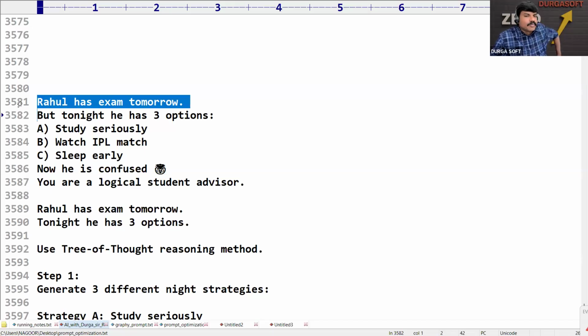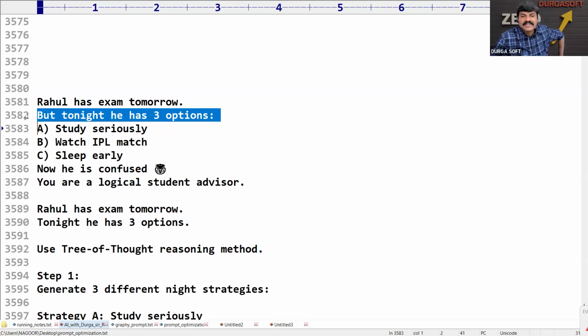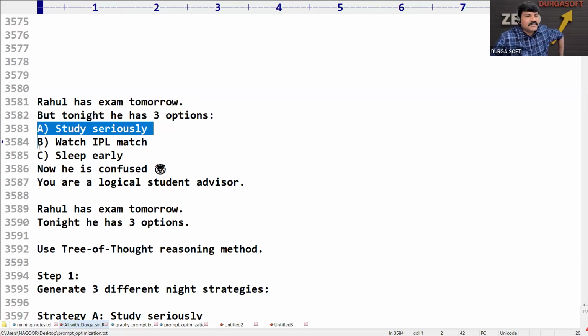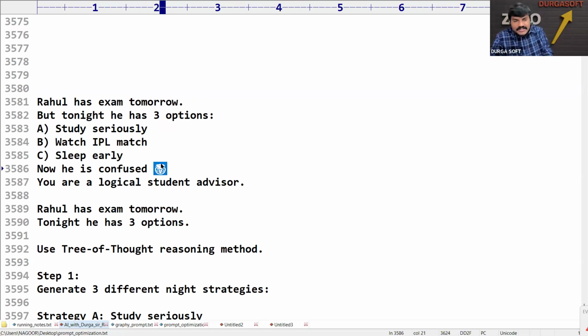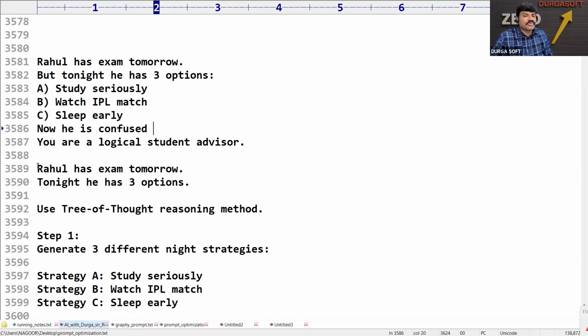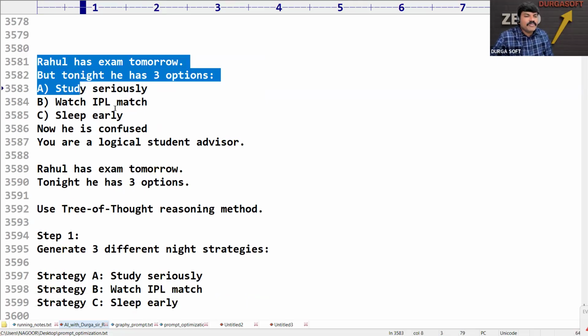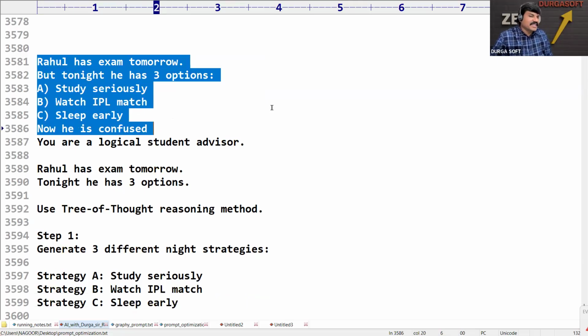What it is here, just observe. Rahul has an exam tomorrow. But tonight he has 3 options: study seriously, watch the IPL match, and sleep early. Now he is confused. You are a logical student advisor. So which one is recommended? Study seriously, watch the IPL match, sleep early. So Rahul is in confusion. Tomorrow is the exam. Can you please tell what your suggestion is in this case?